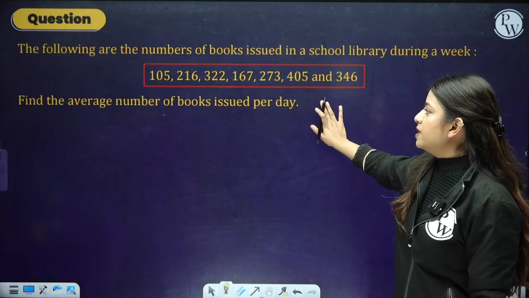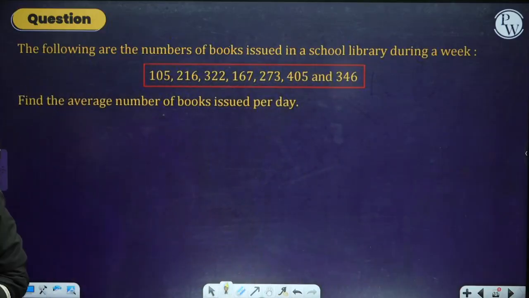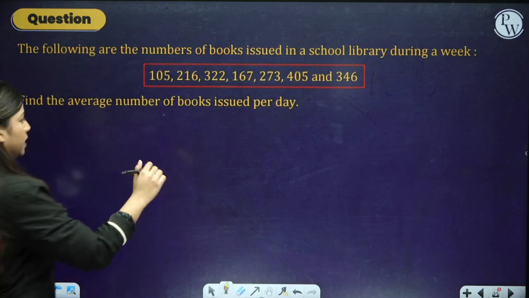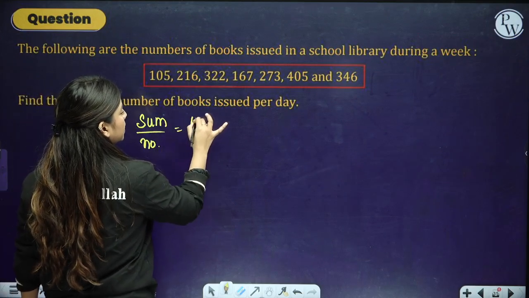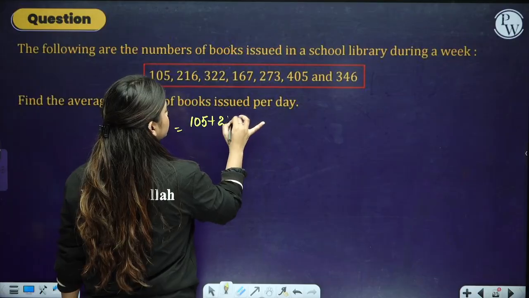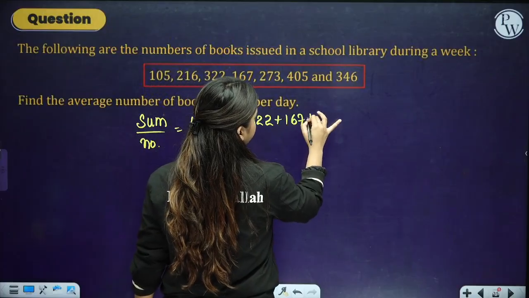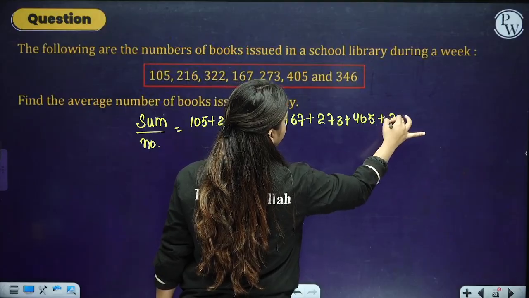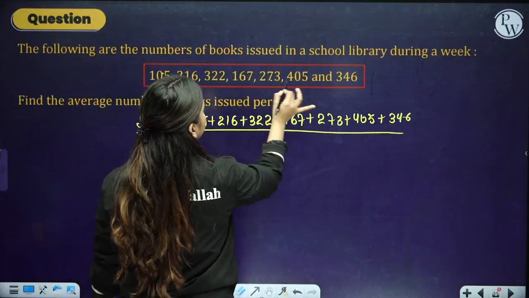So for example, these are the number of books that are issued in one single day. Basically we have to find the average number of books issued per day. So sum of observations upon number of observations: 105 plus 216 plus 322 plus 167 plus 273 plus 405 plus 346, divided by 1, 2, 3, 4, 5, 6, 7.